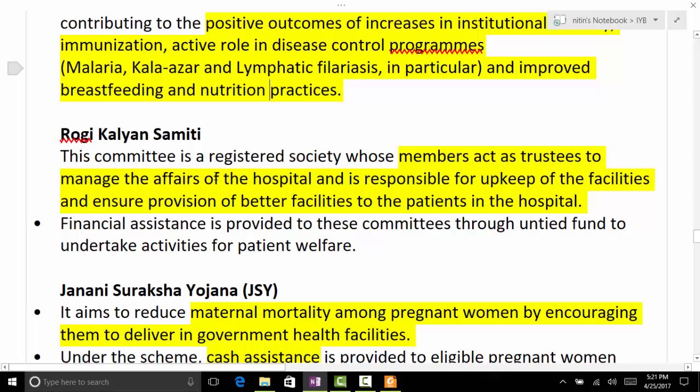The Samiti is a kind of committee or council whose members are basically responsible for maintaining good services in the hospital. So, better facilities for the patients, and these members also work as trustees. Rogi Kalyan Samiti: what will the Samiti do? It will oversee whether the services are provided well in the hospitals. They will help in maintaining good facilities and good quality healthcare in those hospitals.